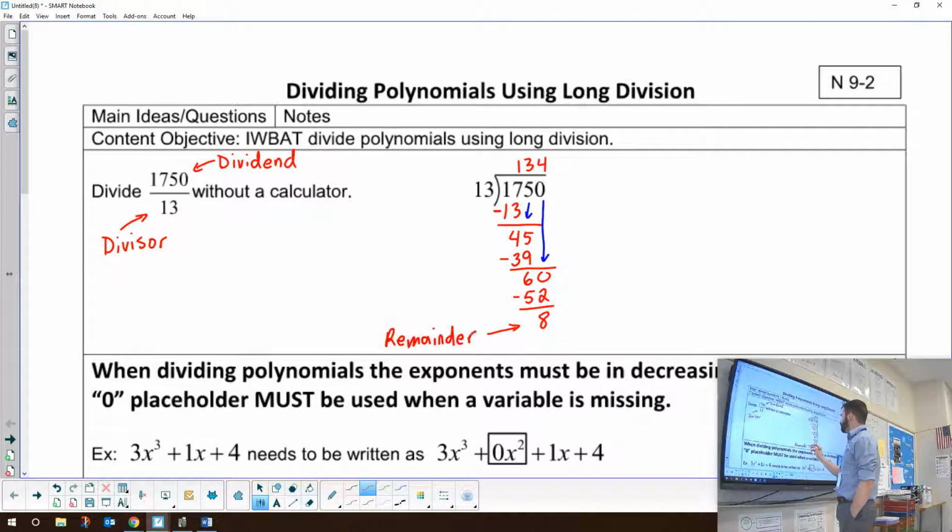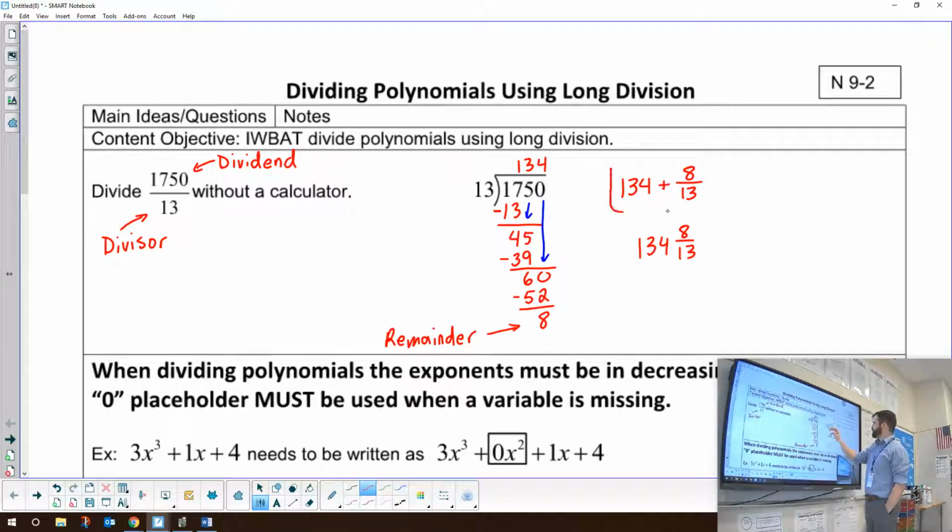Now, if you remember, we write our answer in a certain way. We can write our answer like this. We can go, our answer, this is called a quotient. Our quotient plus our remainder over our divisor. So we could write our answer for this one as 134 and 8 over 13, or plus 8 over 13, like that. Okay? So that is how we find our answers for these long division problems.